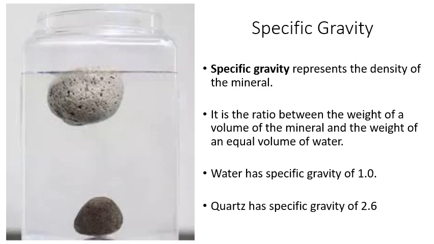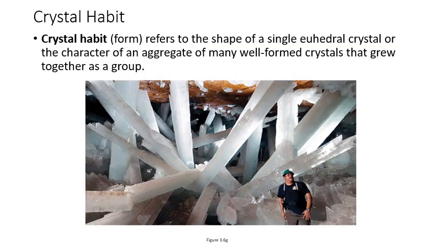Crystal habit or form refers to the shape of a single euhedral crystal, or the character of an aggregate of many well-formed crystals that grew together as a group. So this is basically the shape of the crystal. This is something that you don't get too detailed in as an introductory geoscience student. Garnet has a very specific crystal habit, but many other minerals do not, or they have crystal habits with difficult names to learn. So we don't discuss it much.